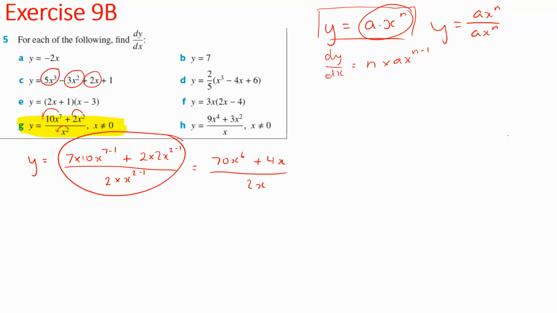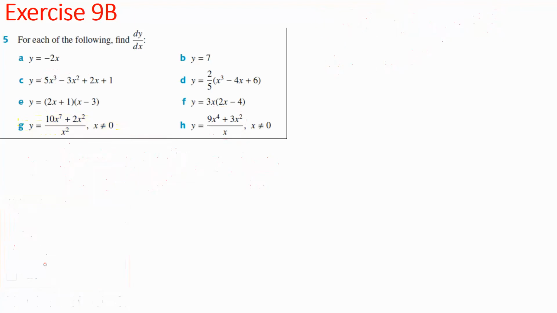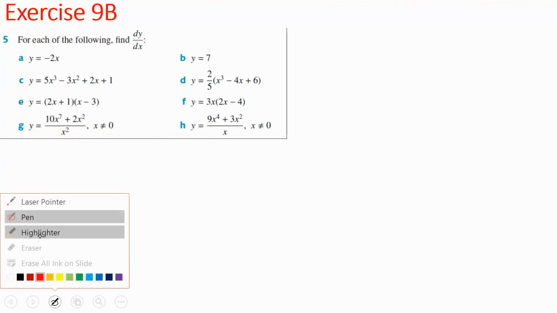See, those are all ax to the power of n. All ax to the power of n. This is not ax to the power of n individually. That's a fraction. We don't know how to do fractions. The rule doesn't tell you to work with fractions. Okay? So, how do we do the problem? Very simple. This is what we're going to do.